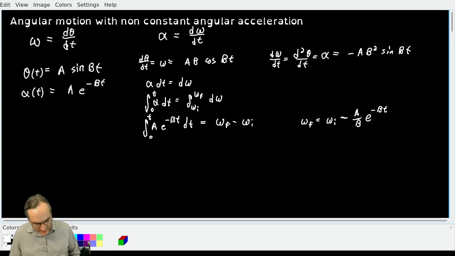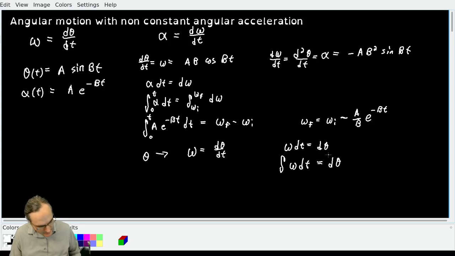And again, if you wanted to find theta, you would have to use omega is equal to d theta dt and rearrange. So you'd have omega dt equals d theta, and you integrate both sides from your initial state to your final state. I'm not going to go ahead and do that one right at the moment. You get the idea at this point. You know how to do calculus. So that's the general principle.